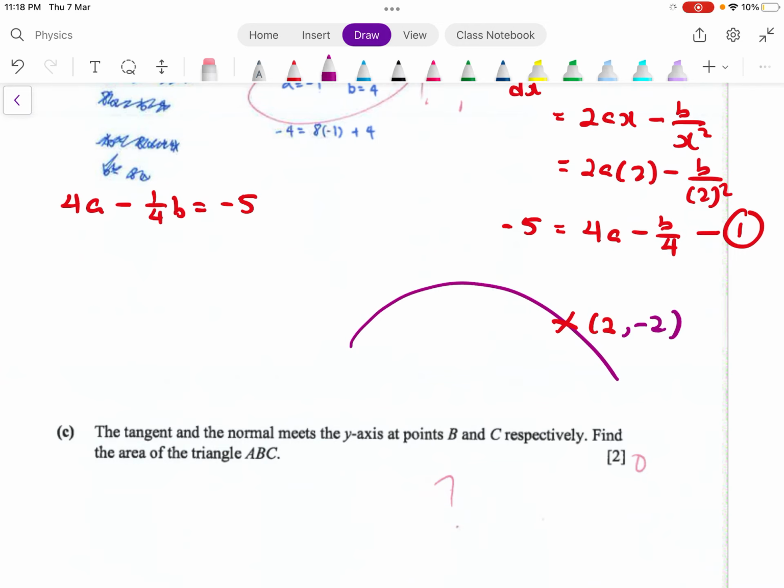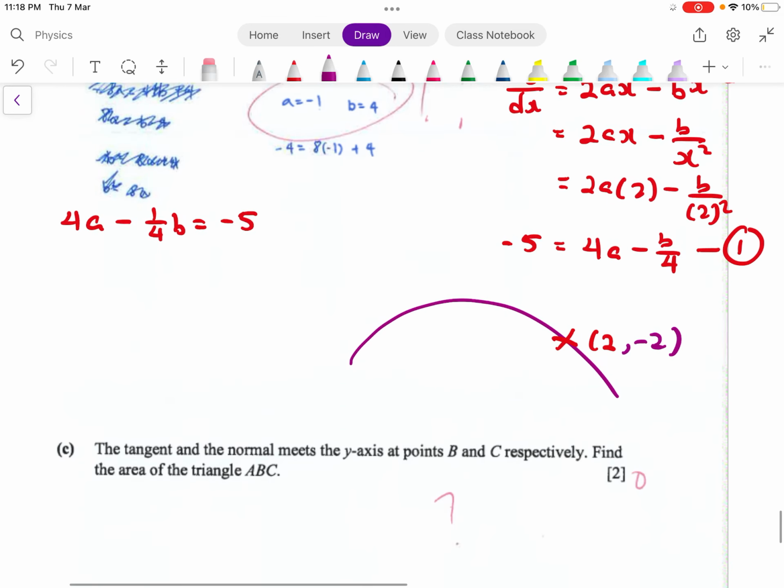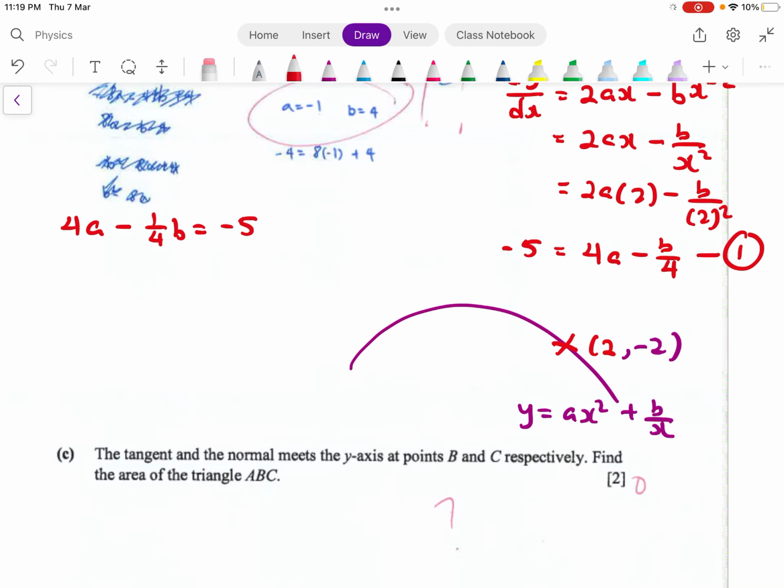Okay, so with this information, I can actually substitute into the equation of the curve, meaning that y is equal to ax squared plus b over x. So I substitute in negative 2 on the left hand side, positive 2 on the right hand side. So that means a times 2 squared plus b over 2. So I write the second equation right here. First equation, right? Second equation will be negative 2 equals 4a plus half b.